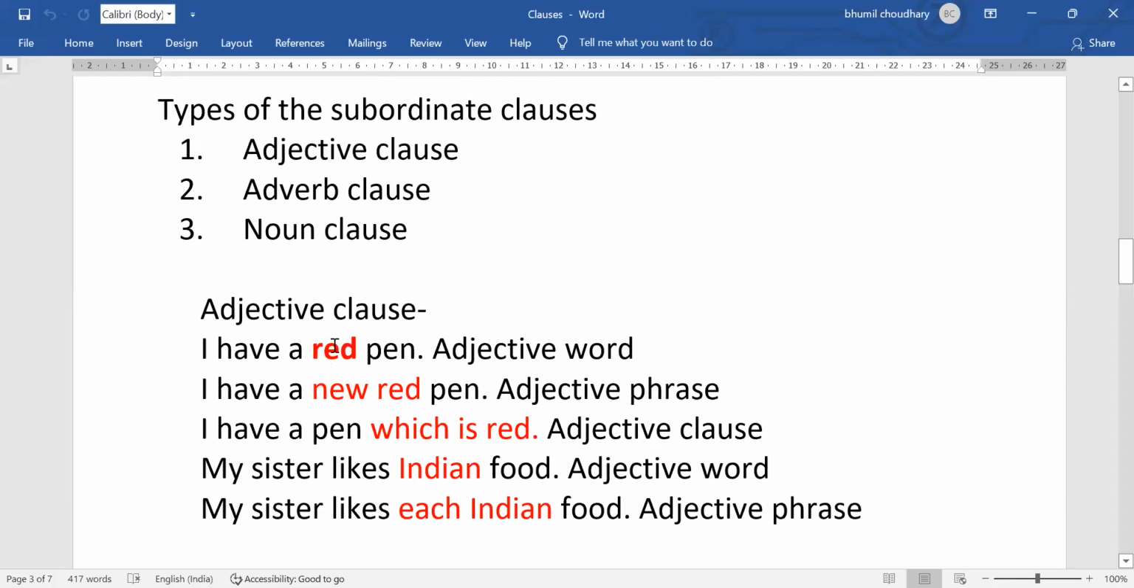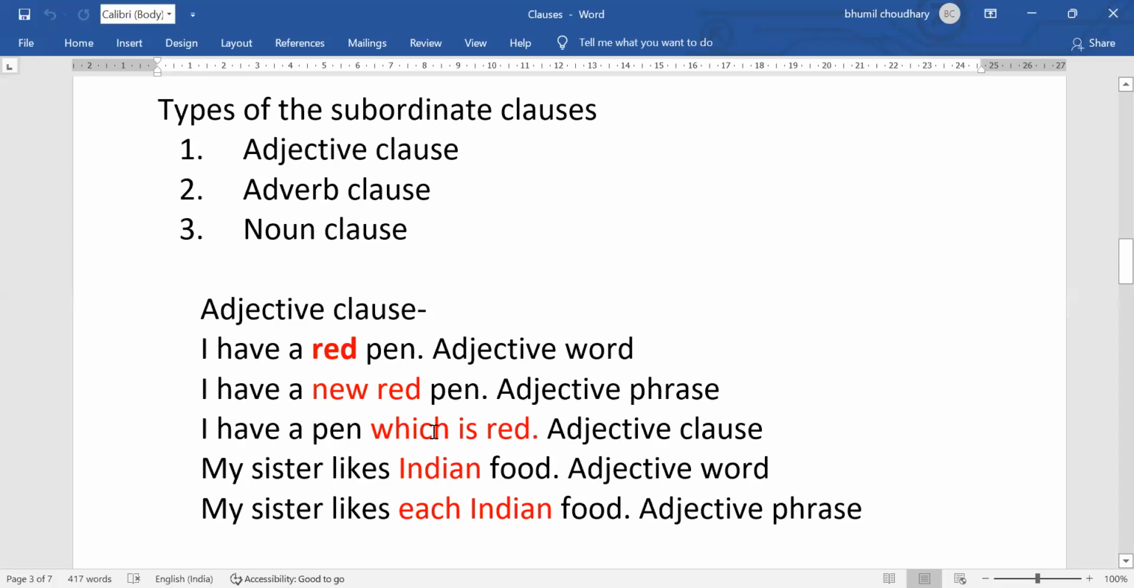I have a red pen. Red is a word here, that is an adjective. Why? Because it is describing the type of the pen. But in the second sentence, new red pen, that is a phrase. And in sentence number 3, which is red, this part is a clause.